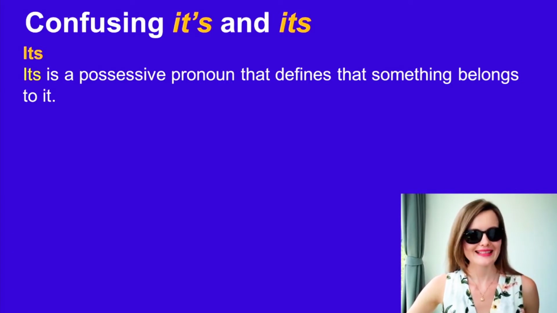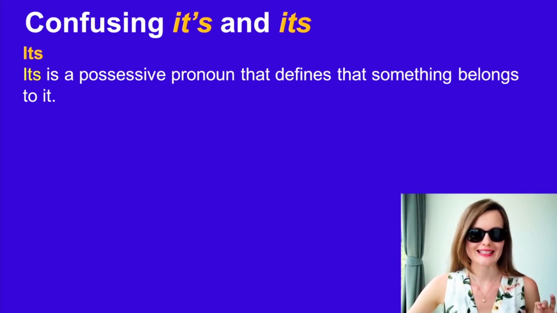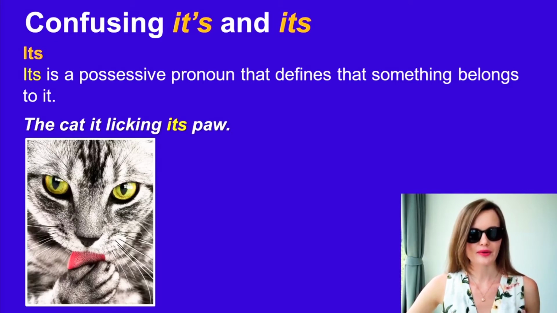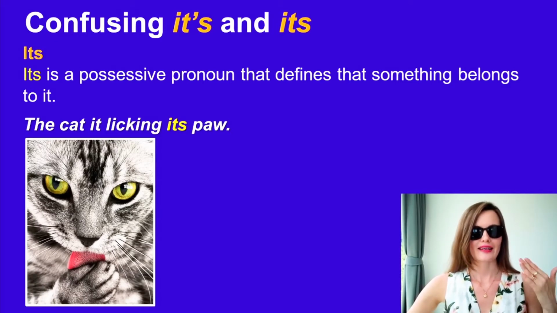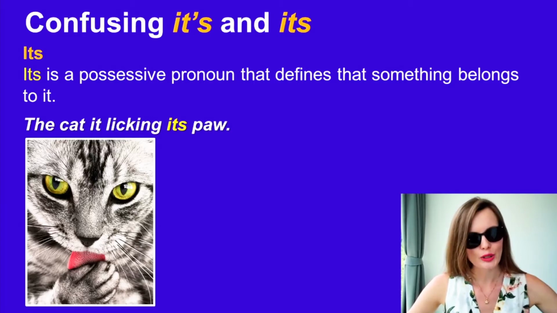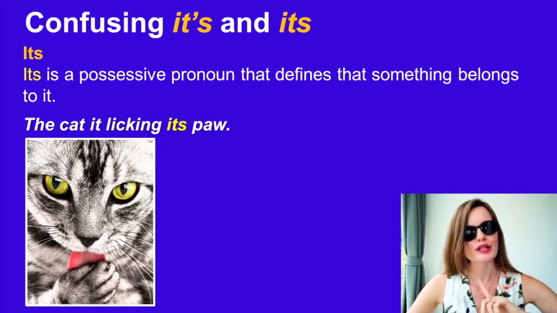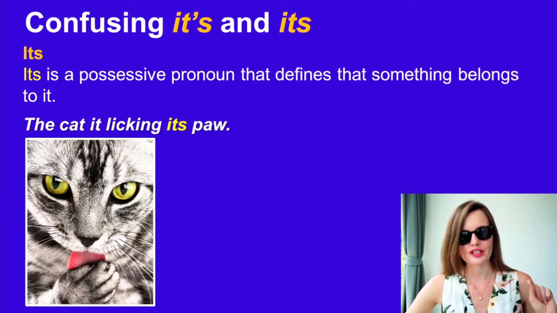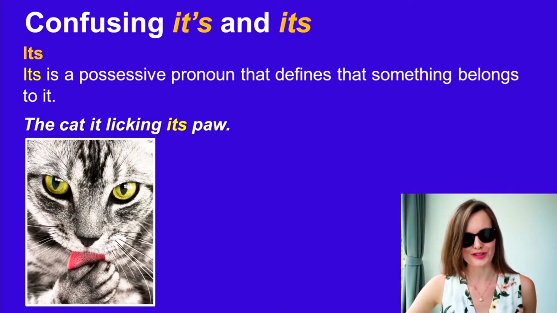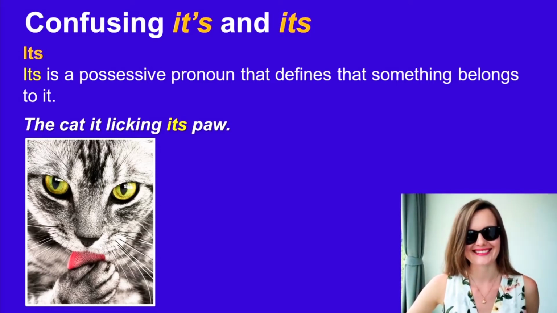The other its is a possessive pronoun that defines that something belongs to it. We don't use an apostrophe here. For example, the cat is licking its paw. The cat's paw belongs to it, right? So when we want to define that something belongs to it, we don't use an apostrophe. We just write its without an apostrophe. Please keep it in mind.